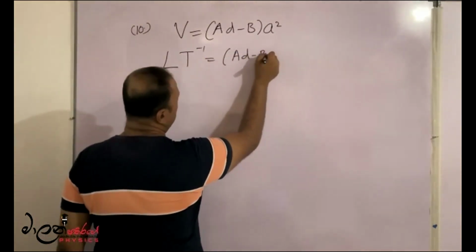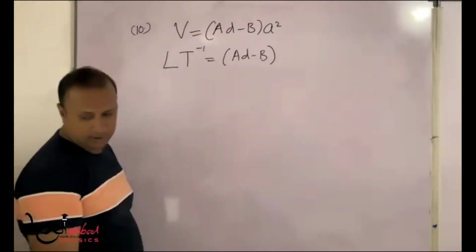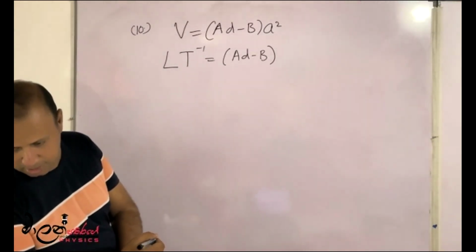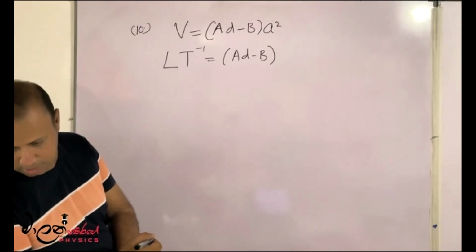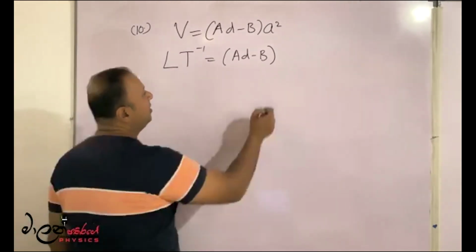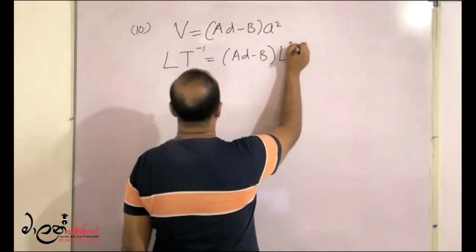AD minus B A squared. Radius, it is radius. That means L squared.